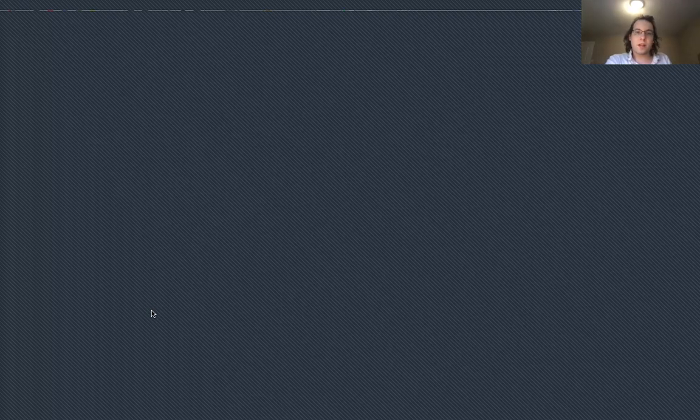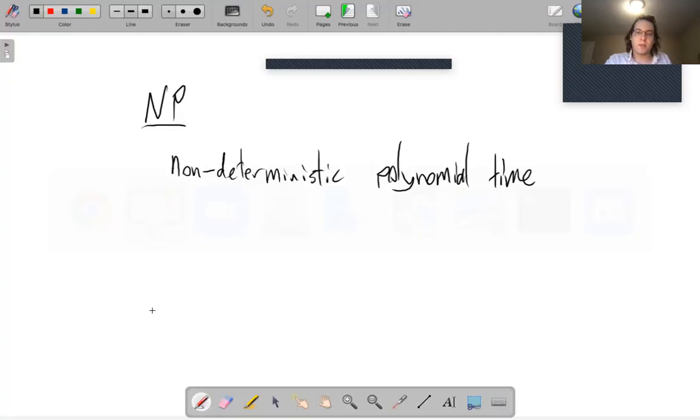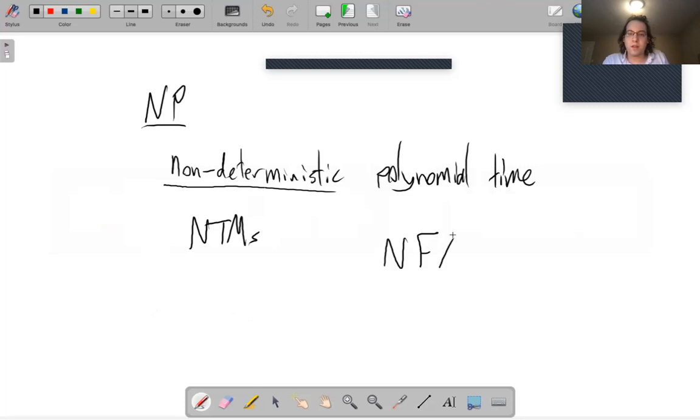So to define the class NP, what we'll do is we'll actually define non-deterministic Turing machines. These are called NTMs. And they're similar to NFAs. You know how we had DFAs, and then we defined NFAs, which were the non-deterministic version of DFAs. So something similar will happen with Turing machines.